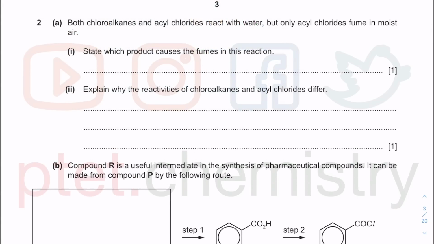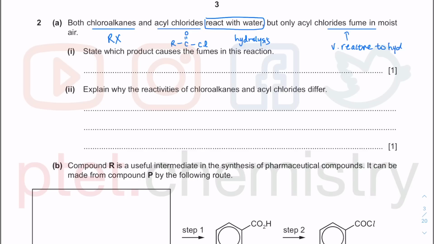In this second question, we have some organic chemistry. We have chloroalkane, so this is halogenoalkane, and we have acyl chloride, which is RCOCl. They each react with water, and there is a reaction you will call hydrolysis, but only acyl chloride fumes in the moist air because acyl chloride is very reactive, very sensitive to hydrolysis. The fume there is actually HCl gas.